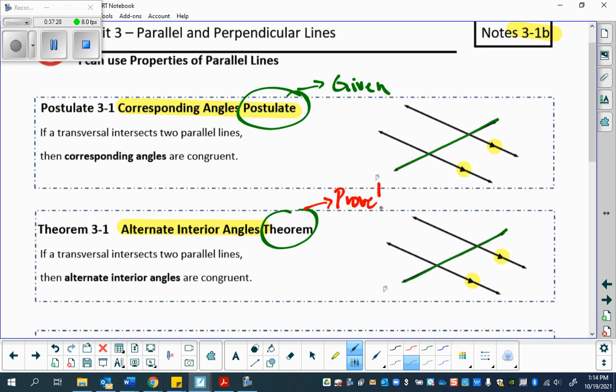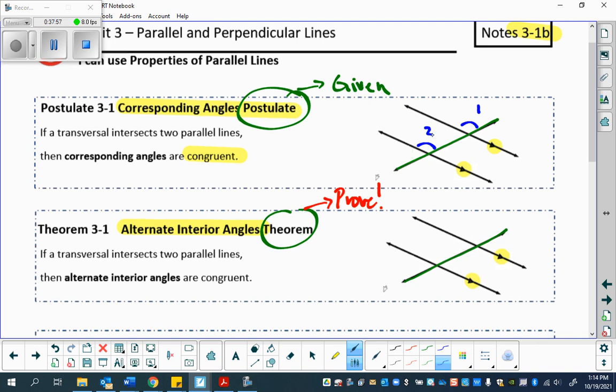The difference between a postulate and a theorem is the postulate is what is given to us, and the theorem is what we need to be able to prove. A postulate is what Euclid says. Here's what Euclid says. If you have two parallel lines, and if you have a transversal, corresponding angles are always going to be congruent. Angles that are in the same position are always going to be congruent.